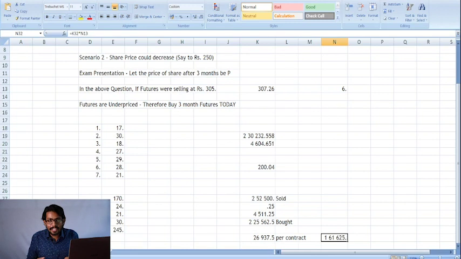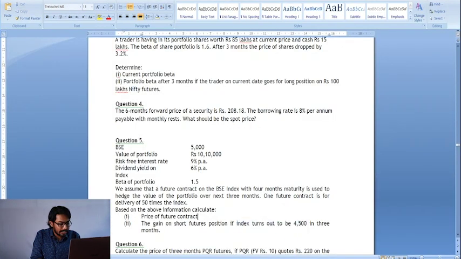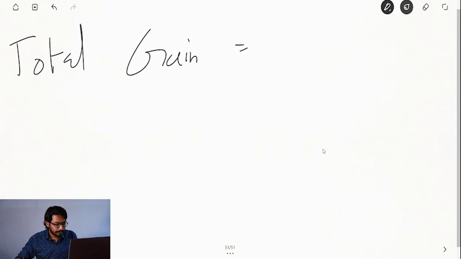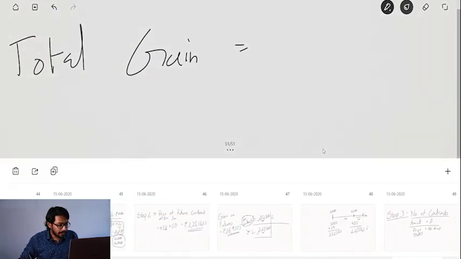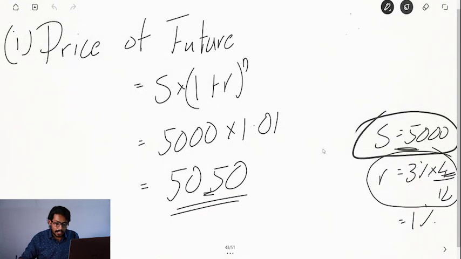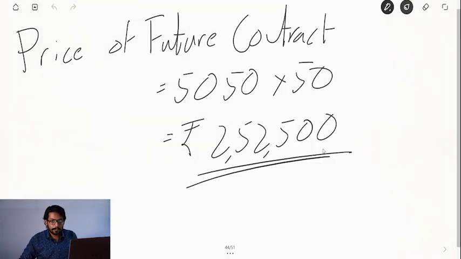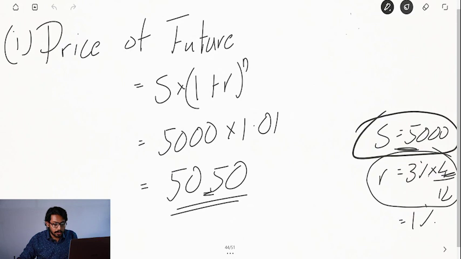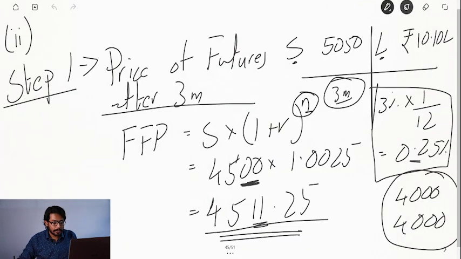That is it. So, it was a big question with a lot of work. What did they ask? Part 1, simple. Price of future contract. Simple, plain and straightforward. What did you do? Price of future contract is over here: 5050 into 50, you get 2,52,500. Now, part 2, we had some work. What is the gain in the short futures position?